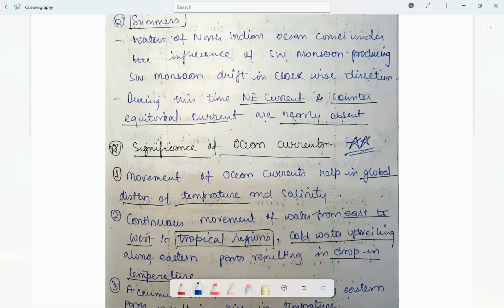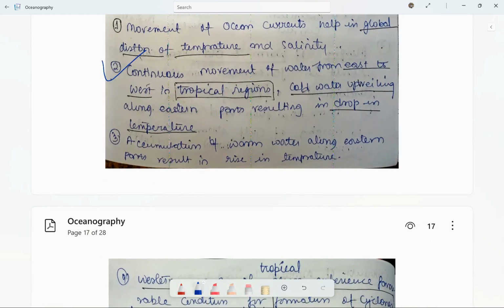What is the significance of ocean currents? This is important. If there is a movement of ocean currents, it helps in global distribution of temperature and salinity. If there is continuous movement of water from east to west, in tropical regions cold water upwelling happens, and along the eastern parts, it results in a drop in the temperature.